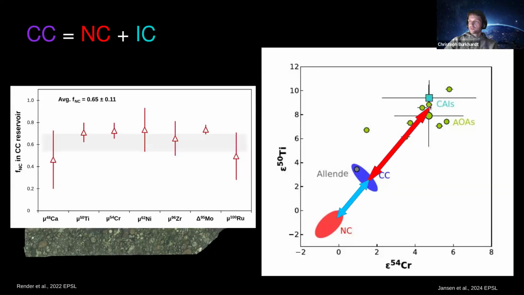And we can then make a tie line and infer by the lever rule how much NC and how much IC material is in the CC bodies. And we can not only do this for titanium and chromium, we can do this for all kinds of elements that show anomalies. And they all seem to indicate that the fraction of NC material in the CC reservoir is about 2/3 and 1/3 is IC material.